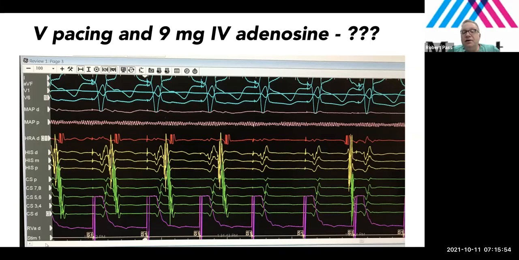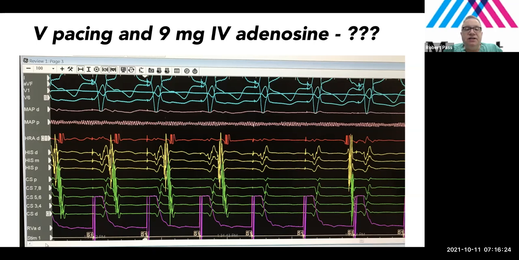That's right, or a manifest pathway. We can't tell if this is concealed or manifest because I'm only seeing the V, right? Right. So generally speaking, accessory pathways, I'll remind you, are generally adenosine insensitive, and AV nodes are adenosine sensitive. So if we give 9 milligrams of adenosine and we see ventriculoatrial block, that's often a good sign that there is no evidence for an accessory pathway.